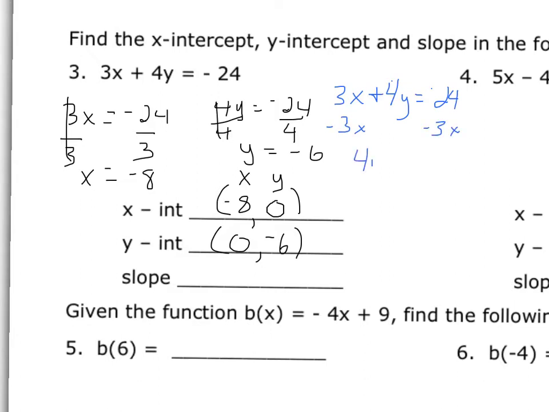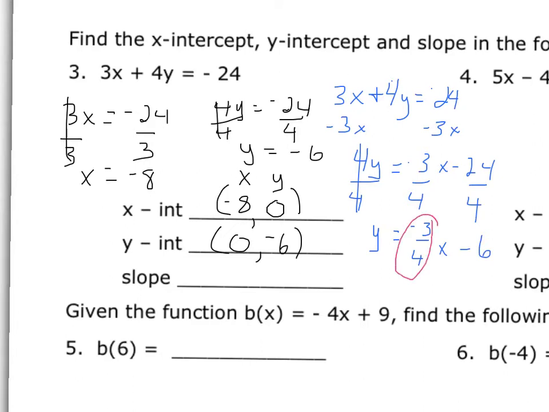And we have 4y equals negative 3x minus 24. And our last step would be to divide by 4 so that we can get 1y. So 1y equals negative 3/4 x minus 6. Okay, and right here, that's the m in mx plus b. So y equals mx plus b. So m is slope, so our slope is negative 3/4.